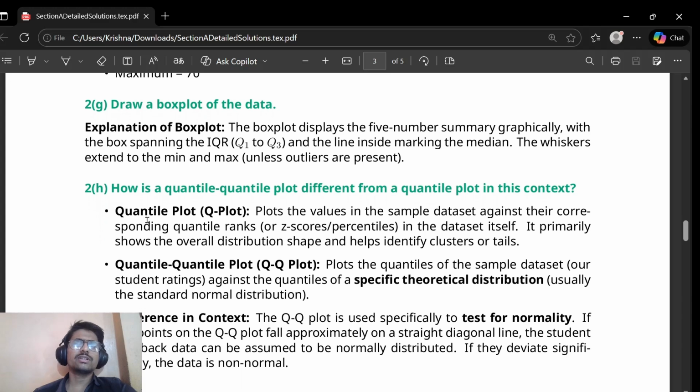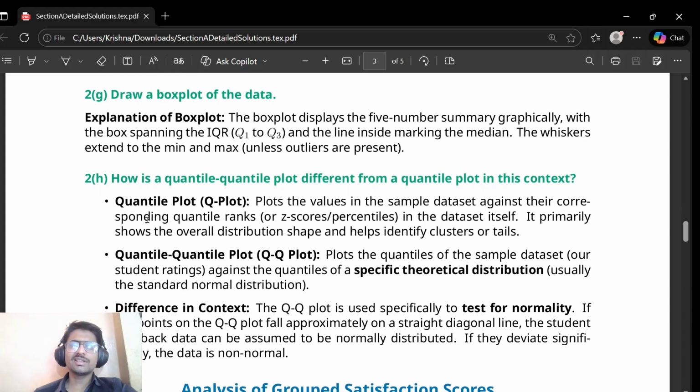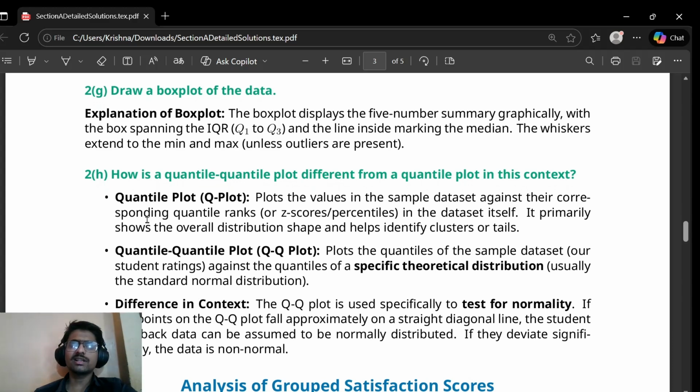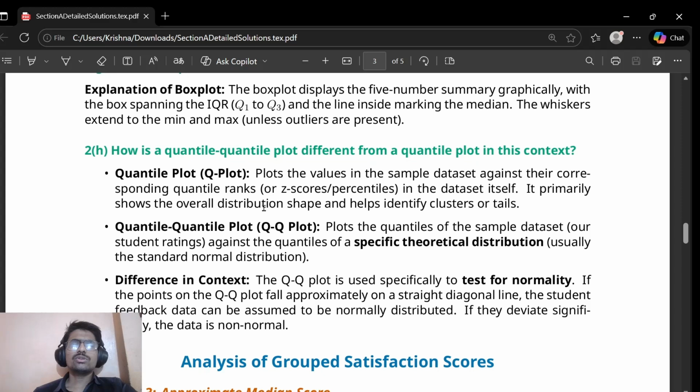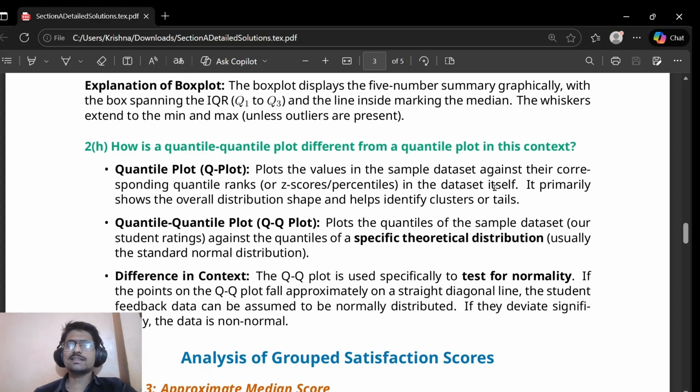Second, how is a quantile plot different from a QQ plot in this context? So quantile plot, Q plot, plots the values in the sample dataset against their corresponding quantile range or z-score divided by percentiles in the dataset itself. It primarily shows the overall distribution shape and helps identify clusters or tails.